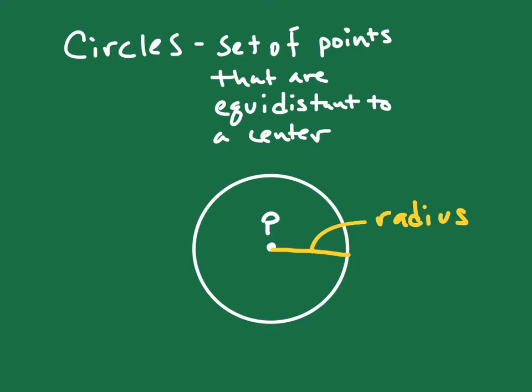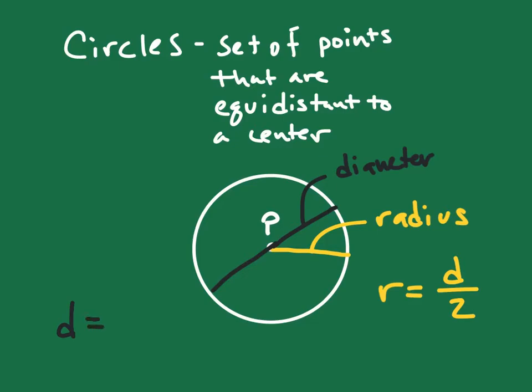The distance from one side of my circle to the other that passes through the center is called the diameter. The relationship between the radius and the diameter is that my radius is equal to the diameter divided by 2. My radius is half the diameter. The other thing I could say is that my diameter, d, is equal to 2 times my radius. So if I multiply my value for my radius by 2, I'll get the length of my diameter.